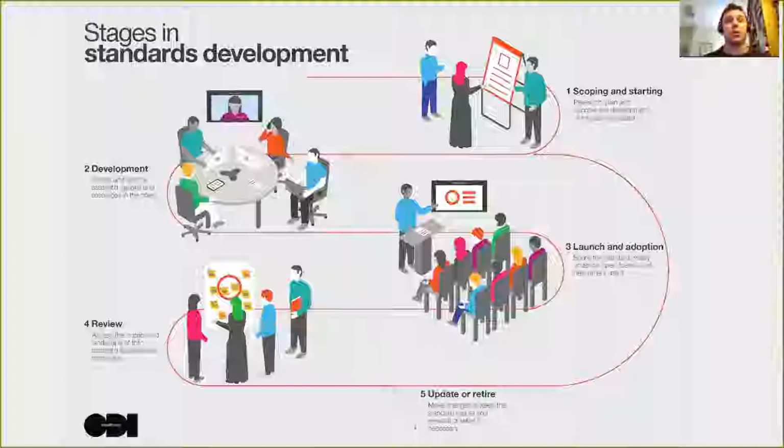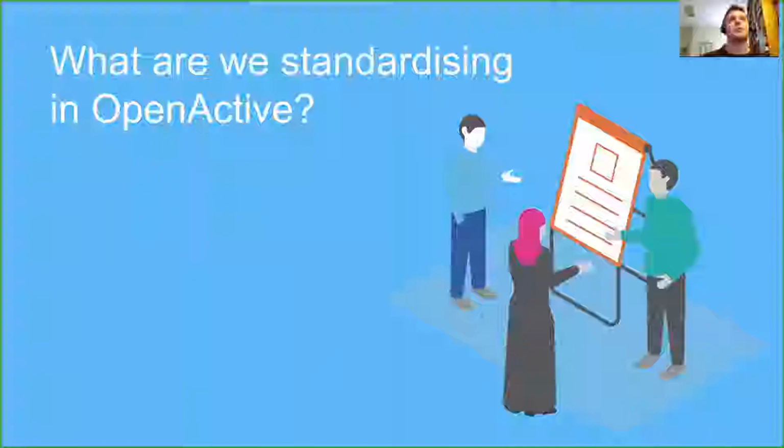So there's a kind of constant review and iteration. And again, we try and do that with the community in an open way. So that's what standards are, and that's a bit of a view into what standards development involves. So what are we actually standardizing as part of OpenActive?